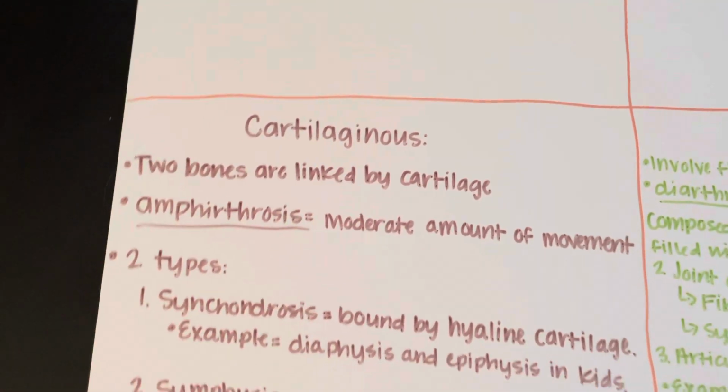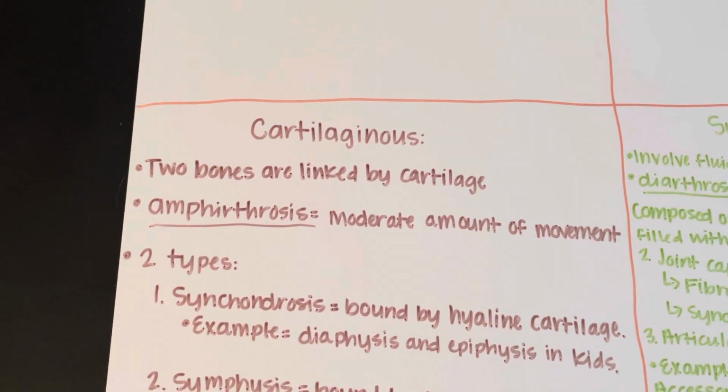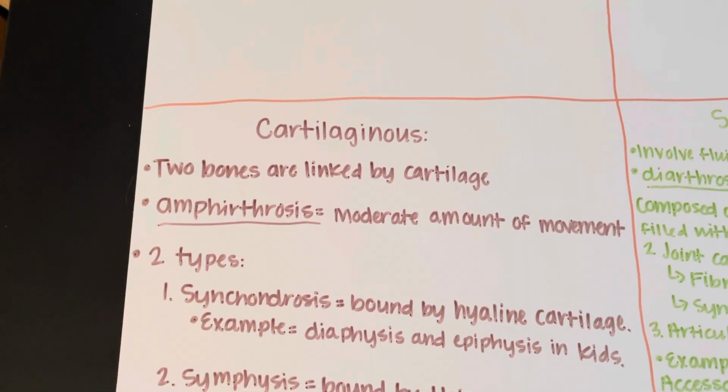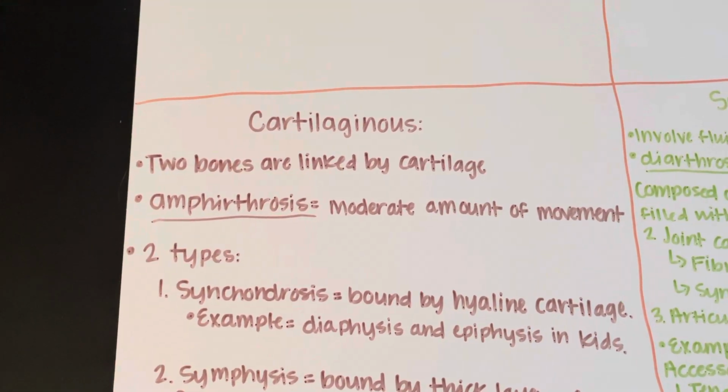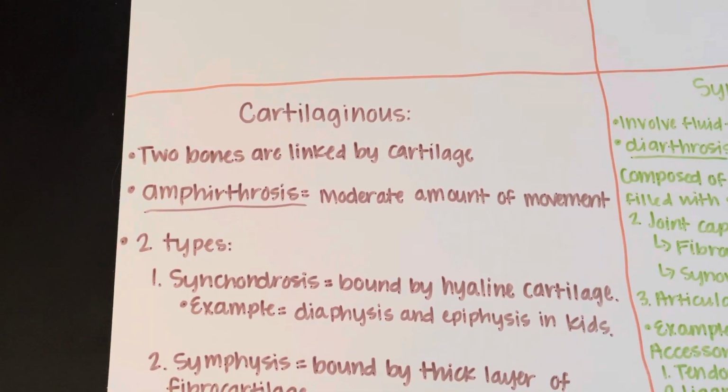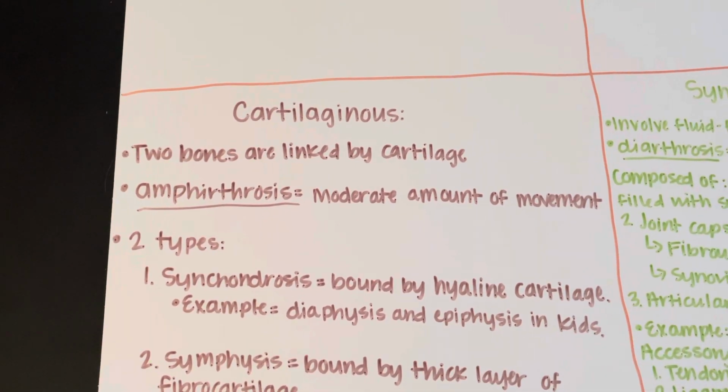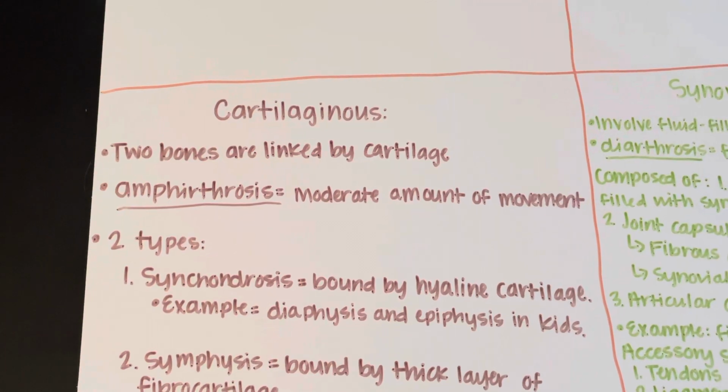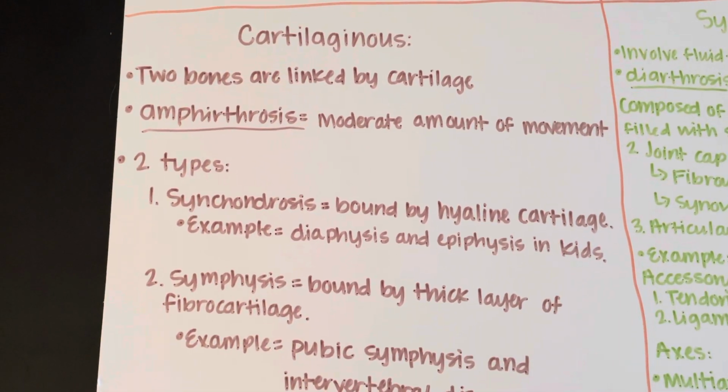And then we have the cartilaginous joints, and these are 2 bones that are linked by cartilage. It's amphiarthrosis, which means a moderate amount of movement. There are 2 types.